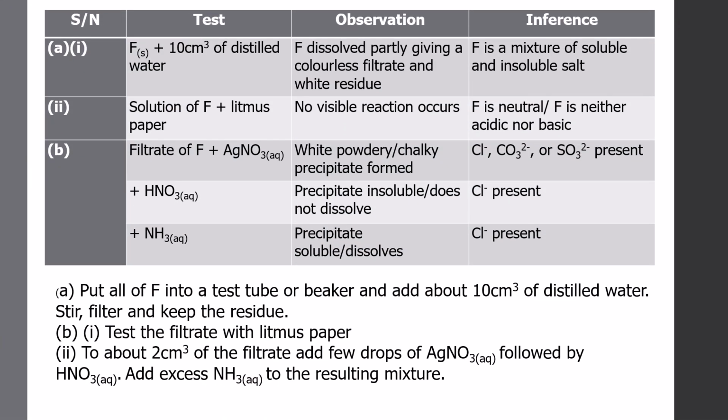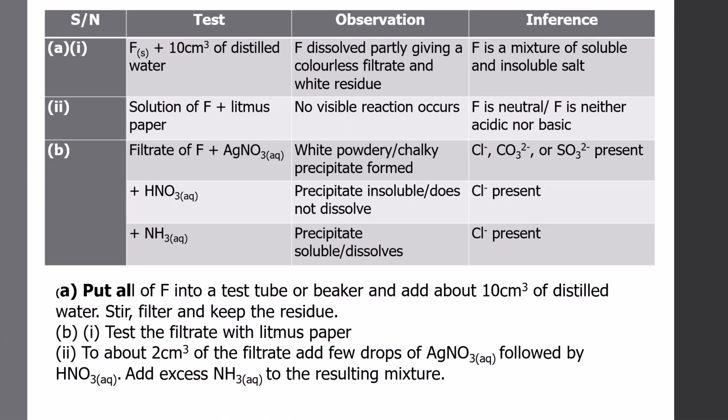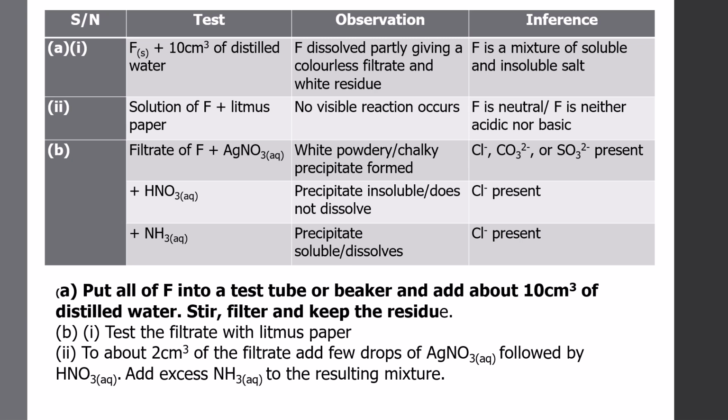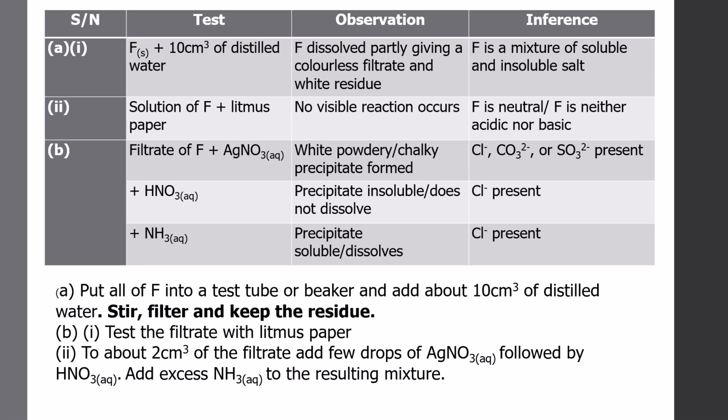All right, here is the analysis. We are required to put all of F into a test tube or beaker, add about 10 cm³ of distilled water, stir, filter, and keep the residue. So if we do that, we add F to 10 cm³ of distilled water. F will dissolve partly, giving a colorless filtrate and white residue. Our inference is that F is a mixture of soluble and insoluble salts.